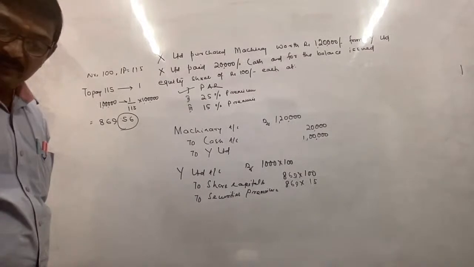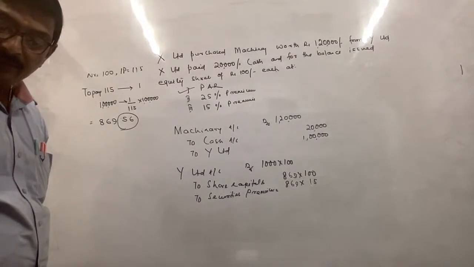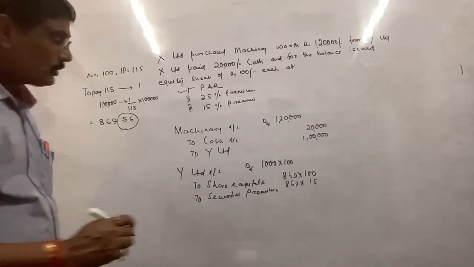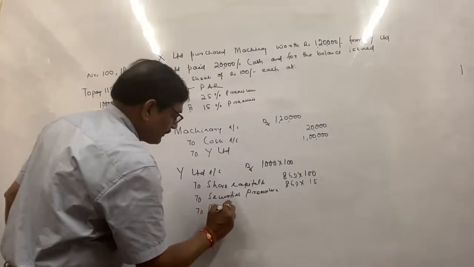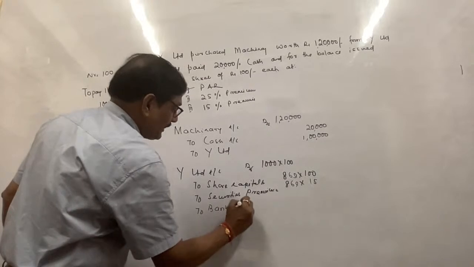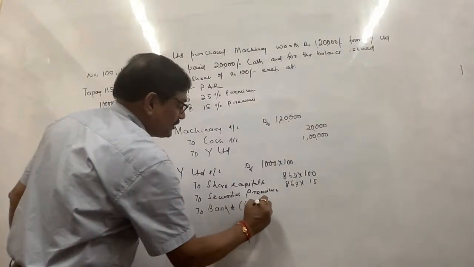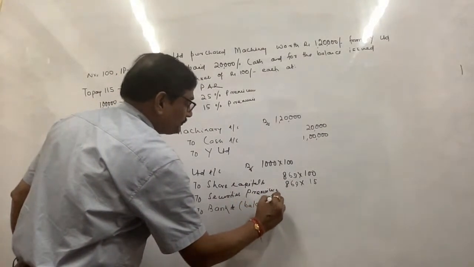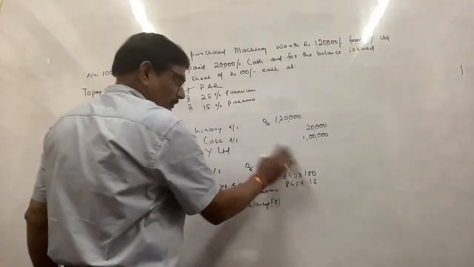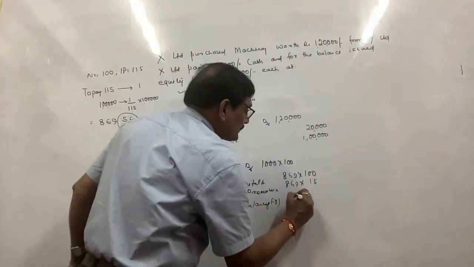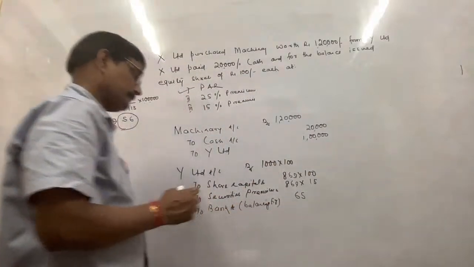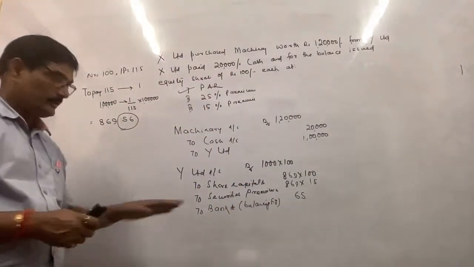Now there will be some difference, it will not tally, it will not agree. So the difference amount will be paid in cash to bank account. Write down balancing figure, the difference of debit and credit, it will be 65 rupees. This is the balancing figure.